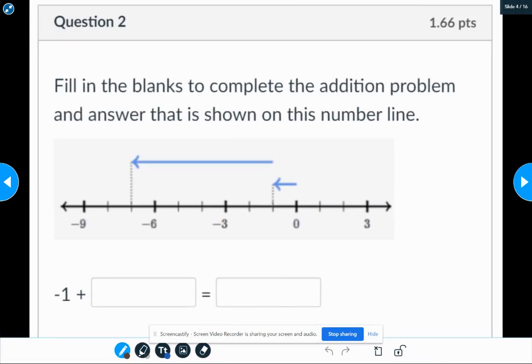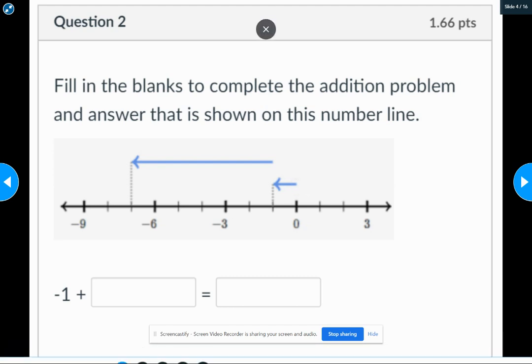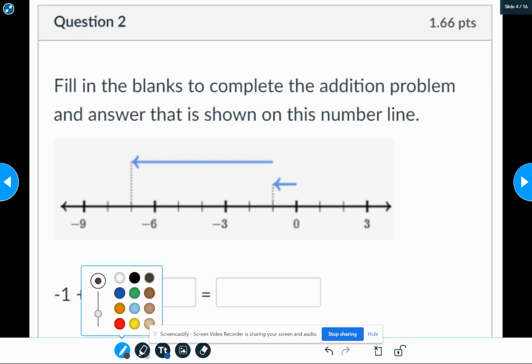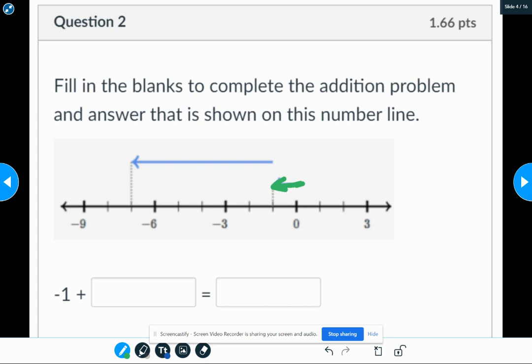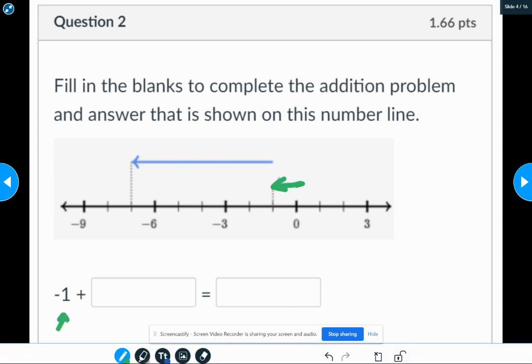Okay, question 2 is a lot like it. You want to know the addition problem? Okay, start at 0. Okay, starting at 0. First thing you're going to do is go left 1. Okay, so that's given to you. Left 1 would be a negative 1.